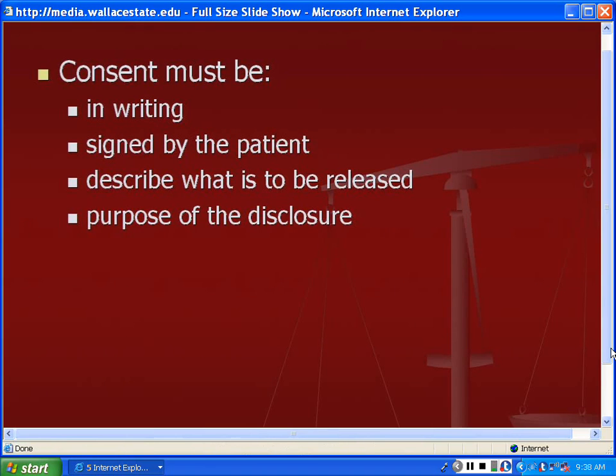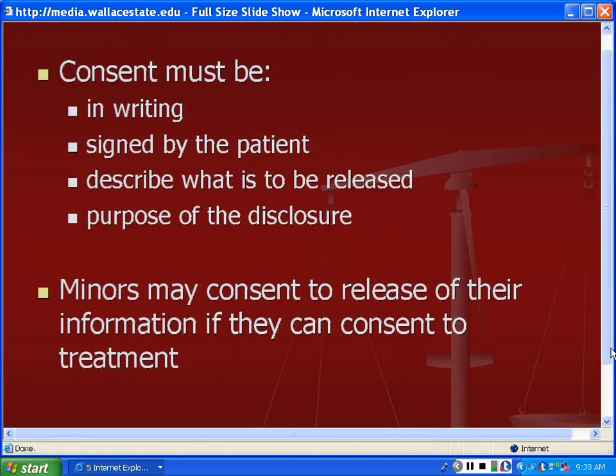Even though this is what that law says, since HIPAA came into being, we're going to have more on that authorization because of HIPAA. HIPAA is more strict. Again, minors can consent to release of their information for alcohol and drug rehab treatment if they consented to treatment.